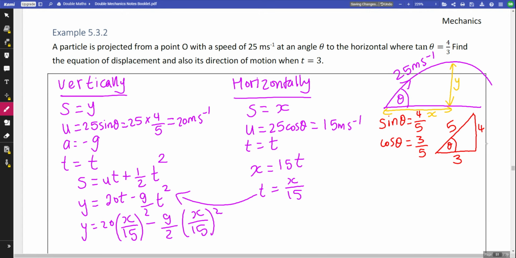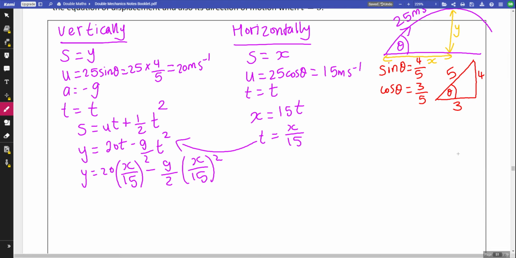which will then simplify down to y equals 4/3 x minus 49 over 2250 x squared, once we allow for g is 9.8. And then that's the first part of the question done. That's the part that talks about displacement.